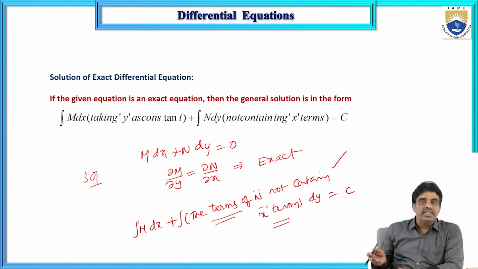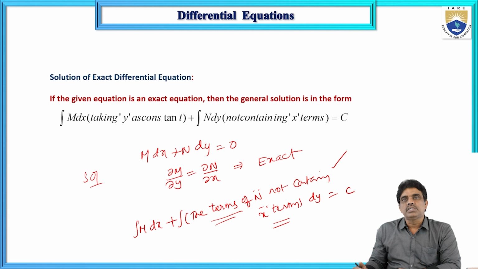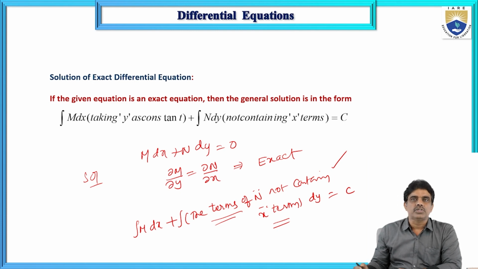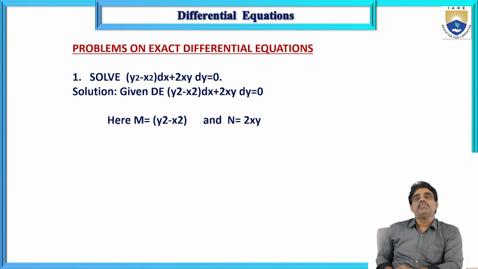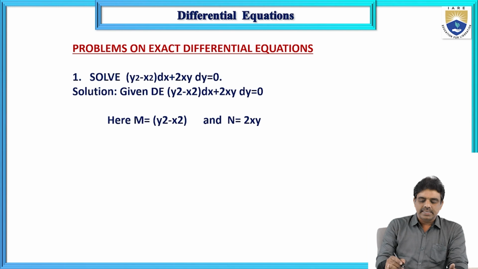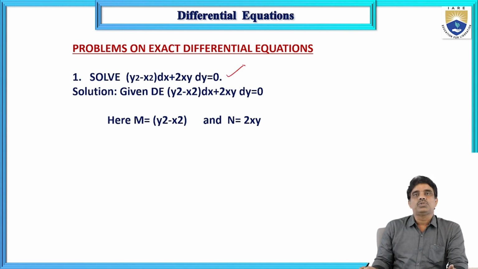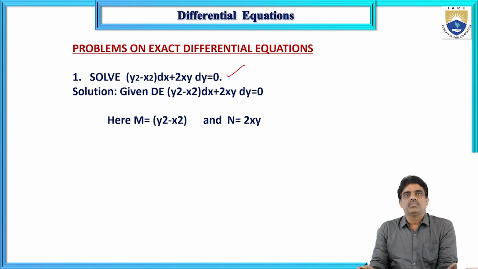Otherwise it is not exact. If it is not exact, then we go for other methods, which are the non-exact differential equation solution methods. That is another topic after completing this. Then we see some examples of how to solve exact differential equations. The given differential equation here is (y² minus x²) dx plus 2xy dy is equal to 0.